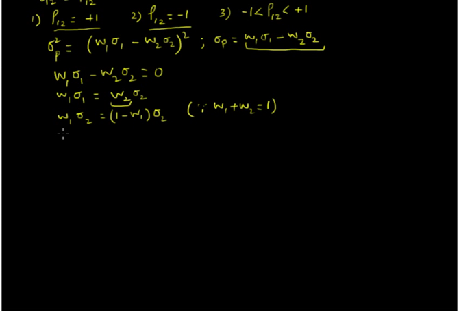Let us see what we can do now. We have W1 times standard deviation of 1. W1 times standard deviation of 1 is going to be equal to, let's multiply out the right hand side, standard deviation of 2 minus W1 times standard deviation of 2. Let us write the W1 terms together. So we have W1 times standard deviation of 1, and we are going to take this over to the other side.